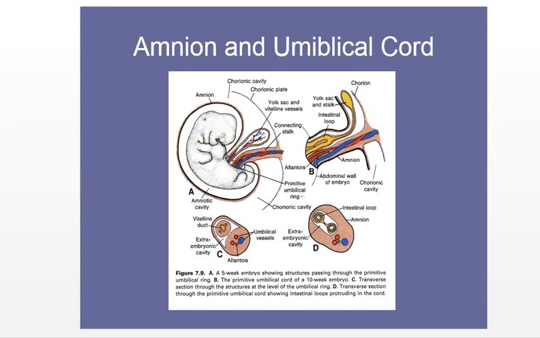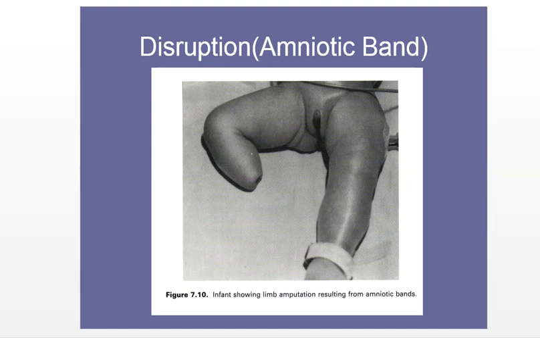Okay, sometimes we have some abnormality during the formation of the umbilical cord. One of them is amniotic band. As you see in this picture, tears in the amnion result in amniotic bands that may encircle parts of the fetus, particularly the limbs, causing digit amputation. You can see here the amputation in the lower limb. Unfortunately, the origin of the band is unknown.